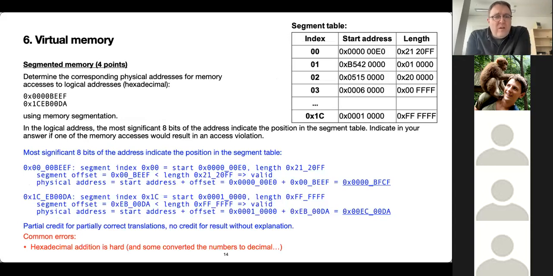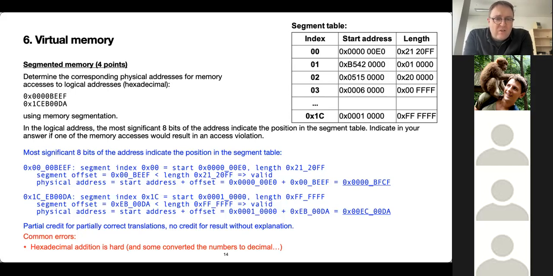A bit more about memory. We had virtual memory, and first we had segmented memory. So we have the segment table here, with segment indexes from 0 to hexadecimal 1C. For each of these segments, we have a start address, also given in hexadecimal, and the length given in hexadecimal. And then we were given two addresses here: 0x0000BEEF and 0x1CB00DA. And these were using memory segmentation.